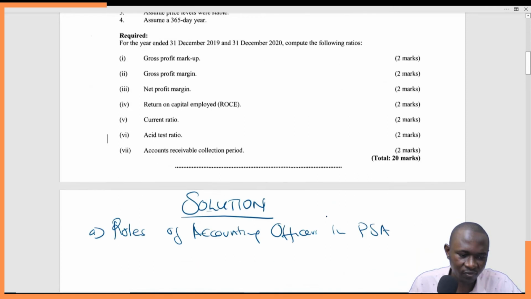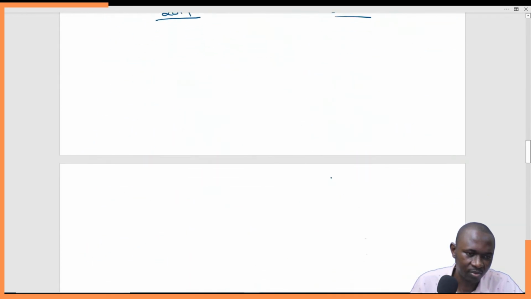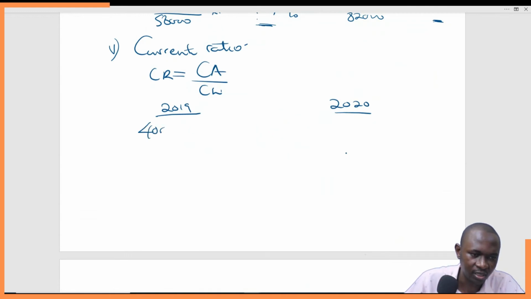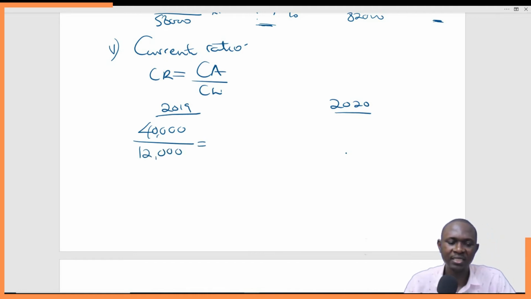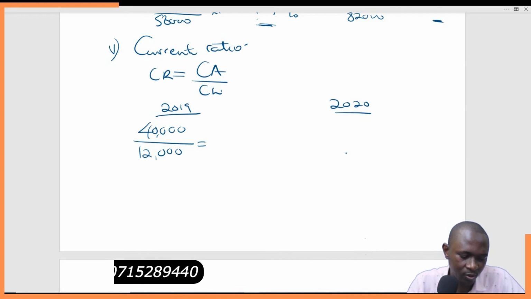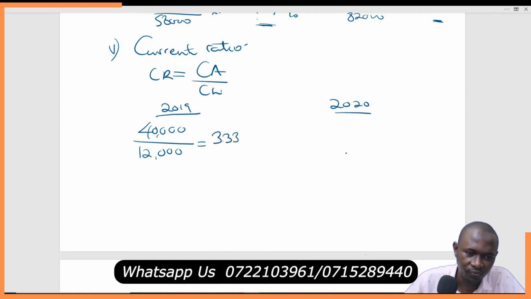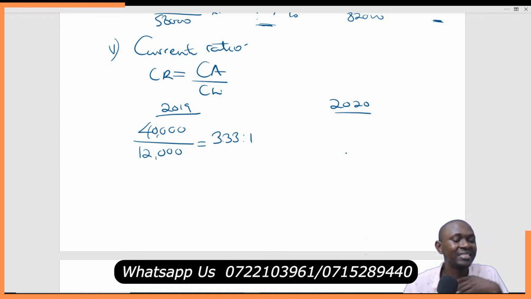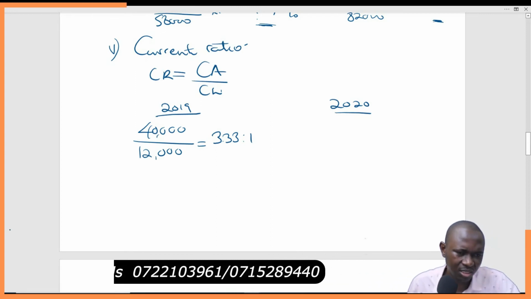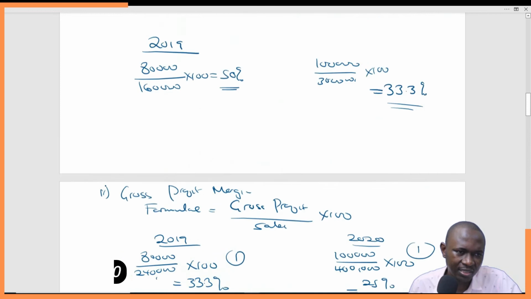Let's pick the first one first. 40,000 divided by 12,000 in 2019. Our current assets were 40,000 divided by our current liabilities, which is 12,000. This one doesn't have multiplication. These are liquidity ratios, so we simply get a ratio. A ratio is this expressed in relation to this. That gives us 3.33, so we'll talk of 3.33 to 1. That's how we express a ratio: our current assets are 3.33 times more than our current liabilities. So it means this firm is doing pretty well.